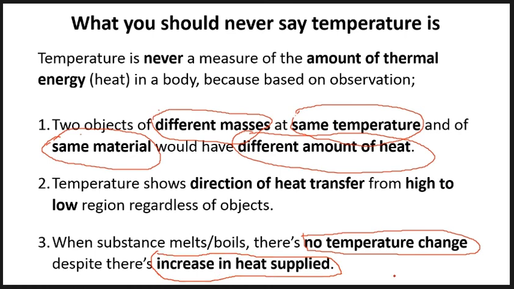So this simply means there are some substances that, when they are at their melting point or at their boiling point, their temperature remains the same, whereas heat supply keeps increasing. So this alone again has justified the fact that temperature is never a measure of the amount of thermal energy. Because if it is, then when temperature is constant, the amount of thermal energy should also remain constant, not increasing.